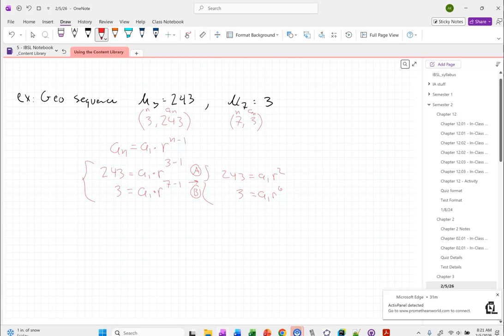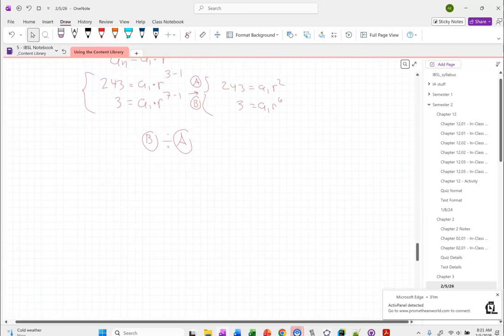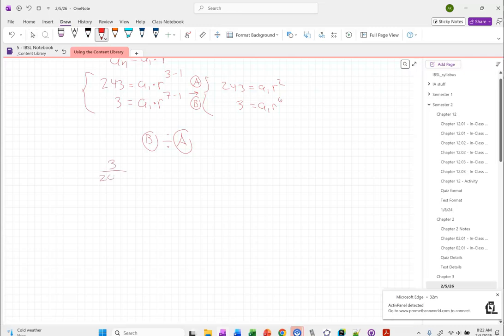So I'm going to take the equation with the bigger exponent, that's equation B, and divide it by the equation with the smaller exponent, that's equation A. Now it doesn't really matter the order you do it, it's just algebraically a little bit neater if you do it that way. So on the left hand side, I'm going to have equation B divided by equation A, and then on the right hand side, equation B divided by equation A. Everybody okay with what I did there?